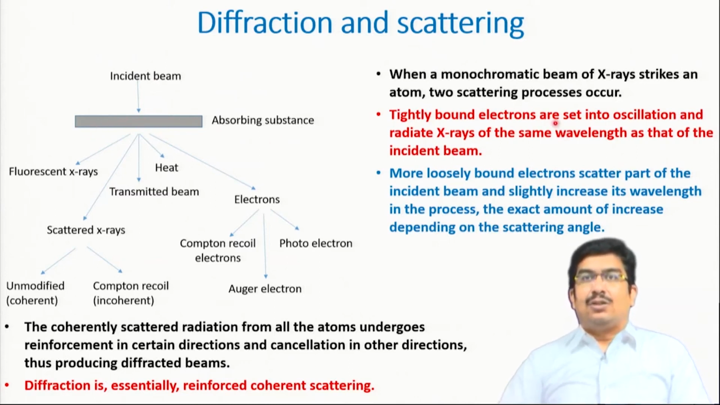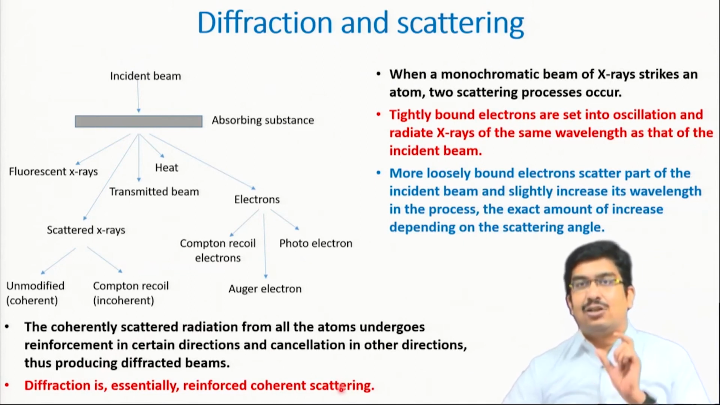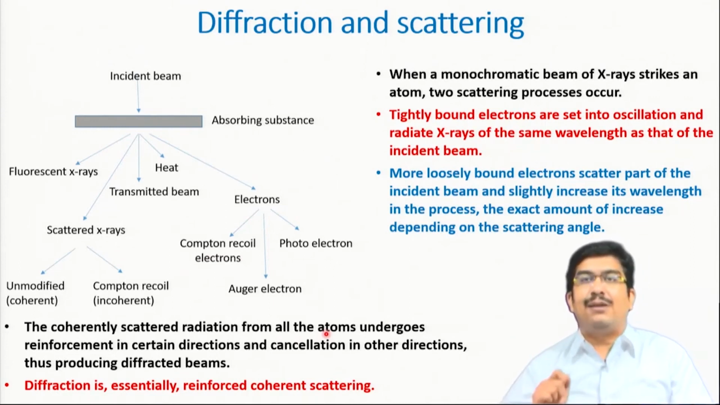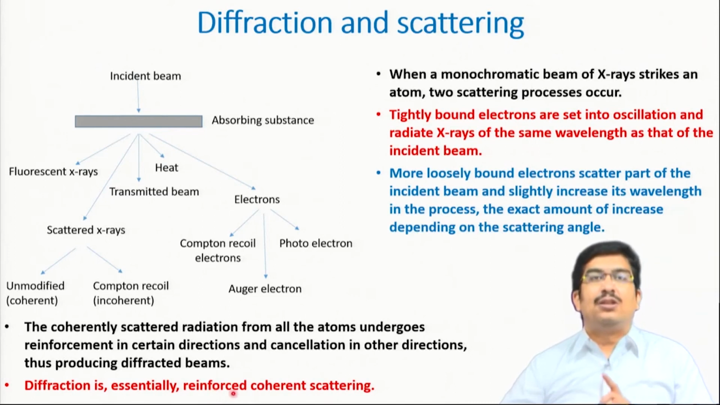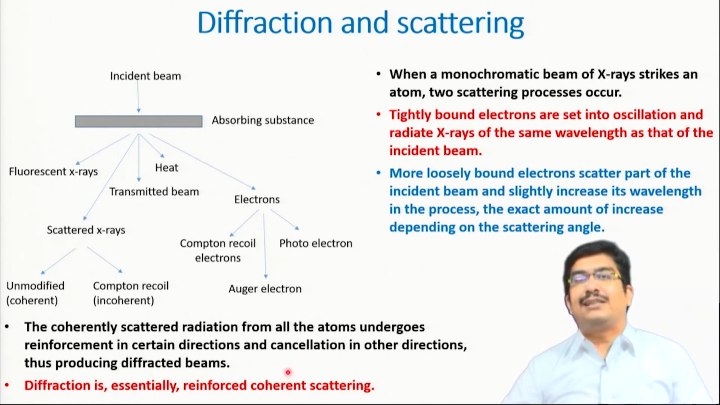Okay. Now, if we consider only the scattered beams, we know two types of scattering, modified and unmodified. Only the unmodified part, the coherent scattered part, the Thomson scattered part, takes part in diffraction, making the diffracted beam. So ultimately what we can say is that diffraction is a reinforced coherent scattering. Out of the entire X-ray scattering process, diffraction is a special type of scattering which happens due to the coherently scattered X-ray beam.